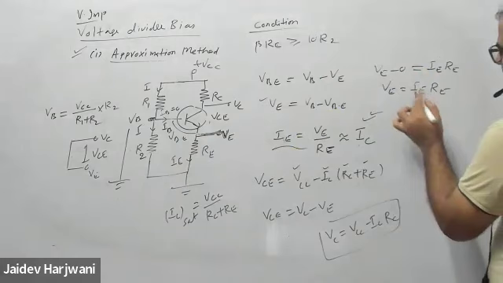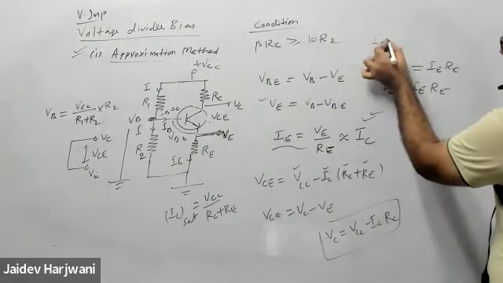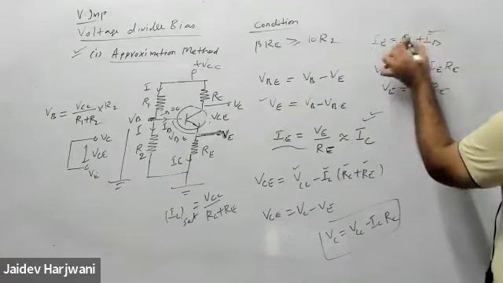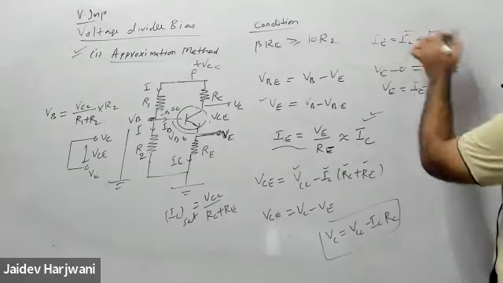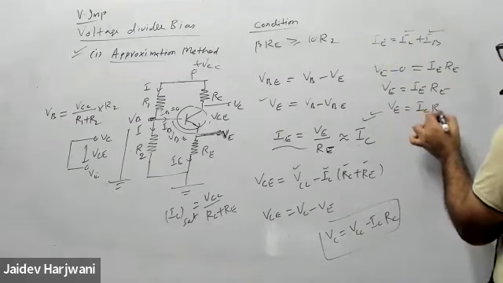And I'm saying that IE is almost equal to IC. IE is equal to what? IC plus IB. And IB is microampere, this is milliampere, so we can neglect this one. So I can write here VE equal to IC RE also.